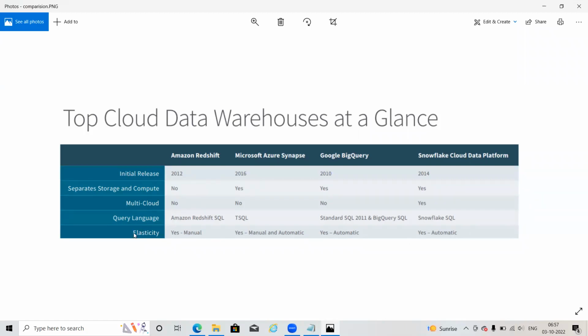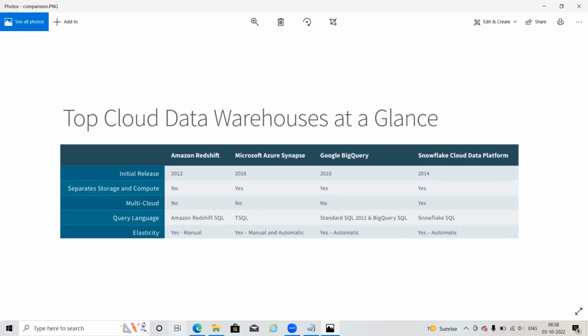Like that, we have elasticity. When you are executing a query in your data warehouse, if it is taking time to execute, or there are many SQL codes in the pipeline, it will automatically increase your hardware configuration and then execute. It will provide the query result very fast. So this is the architecture difference between all the cloud providers. Clear?